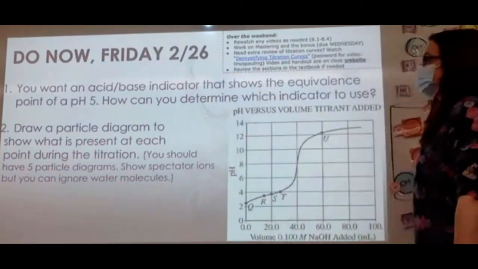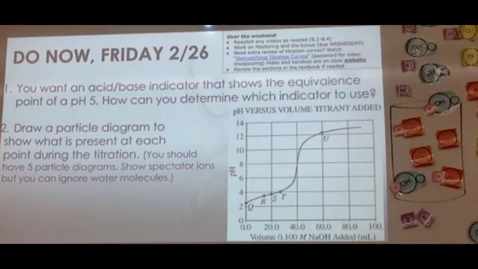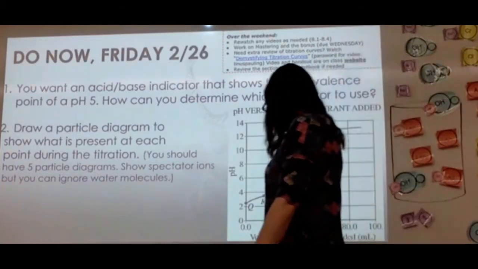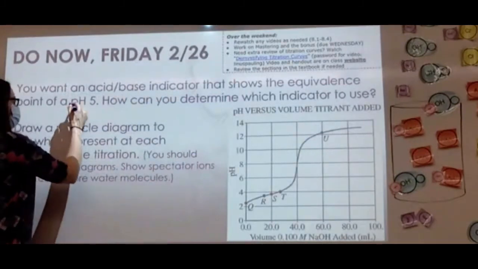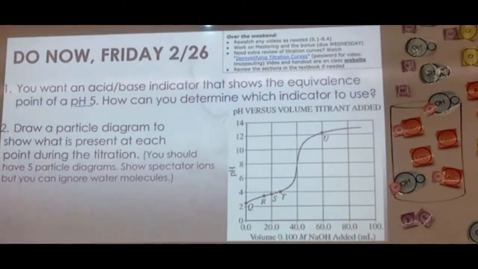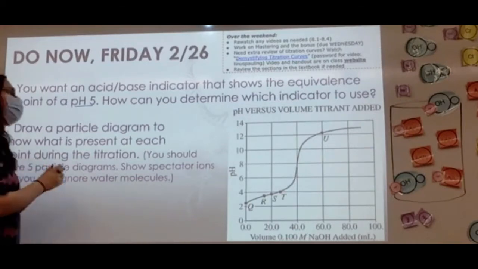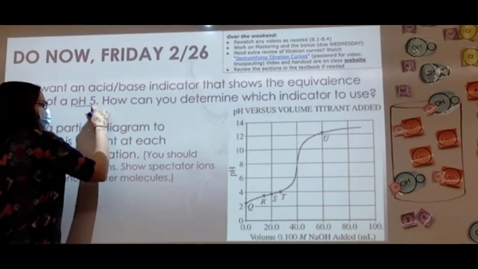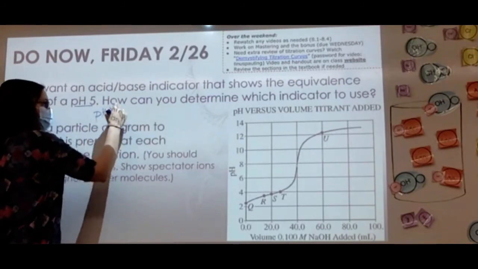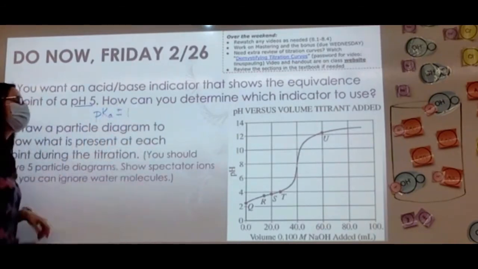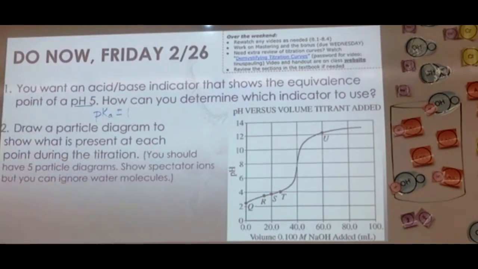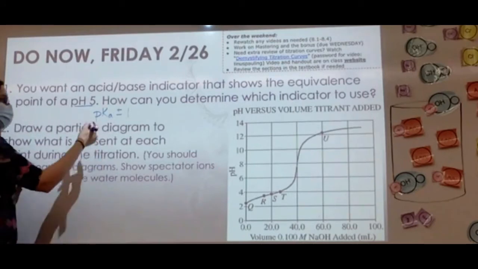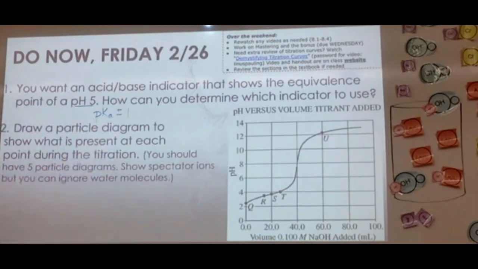For number 1, you want an acid-base indicator that shows the equivalence point of pH 5. How do you determine which indicator to use? If you want the indicator to change color at a pH of 5, you want to look for the indicator that has a pH range in which 5 falls. Just like buffers, the pH range of an indicator is the pKa plus or minus 1. So we determine which indicator we want to use in this titration by looking at the pKa. The range is pKa plus or minus 1.